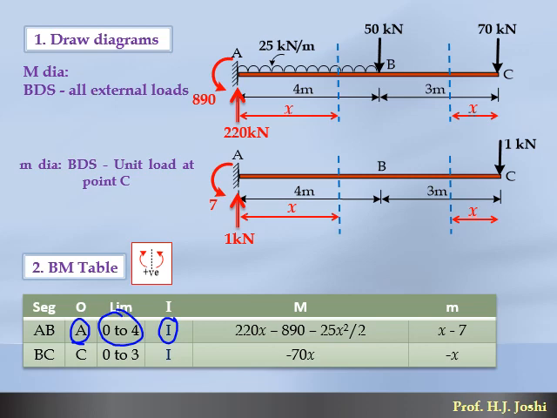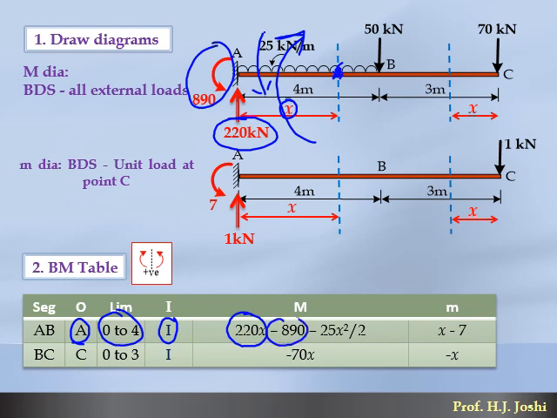Now we have to take moment of all the forces about this point, considering the left FBD because we have taken x from the left side. Force into distance: 220 is the force and x is the distance. If I try to rotate this force about this point, it will cause rotation like this. This is the sagging shape, so 220 into x is taken positive. Then 890 is the moment. It is going down like this, and it creates a hogging, so minus 890 is written here.